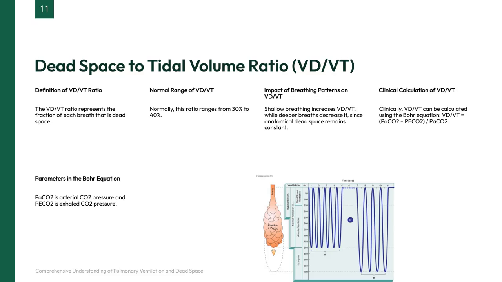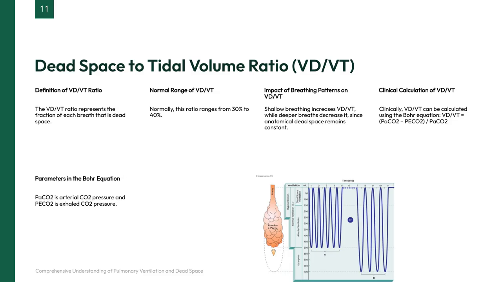Let's take a closer look at the parameters in the Bohr equation. PaCO2, as you know, is the arterial carbon dioxide pressure, while PeCO2 refers to the exhaled CO2 pressure. These values are essential for understanding how effectively gas exchange is occurring in the lungs. Clinically, we often calculate the dead space to tidal volume ratio, or VD over VT, using the Bohr equation. This formula is quite straightforward. VD/VT equals the difference between PaCO2 and PeCO2 divided by PaCO2. It helps us quantify how much of each breath is effectively dead space, that is, not participating in gas exchange.